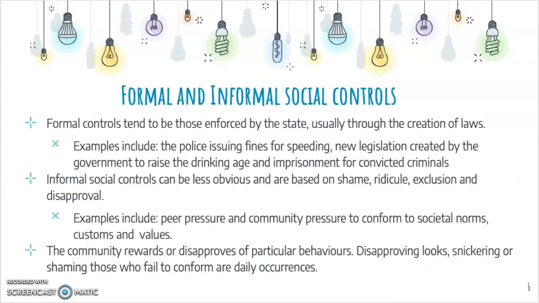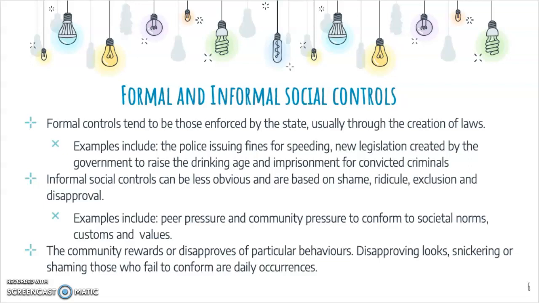So our methods of social control can be both formal and informal. Formal social controls are generally more visible and they come through institutions that have some authority and power behind them. Thinking about our course concepts there. Examples include the police issuing fines for speeding, the government creating new legislation around drinking ages, or imprisoning convicted criminals who've been proven to do something that goes against societal norms.